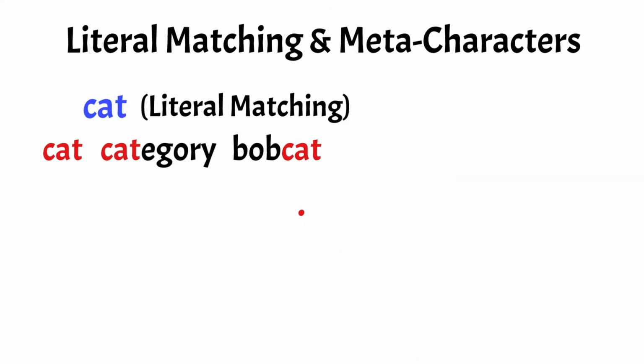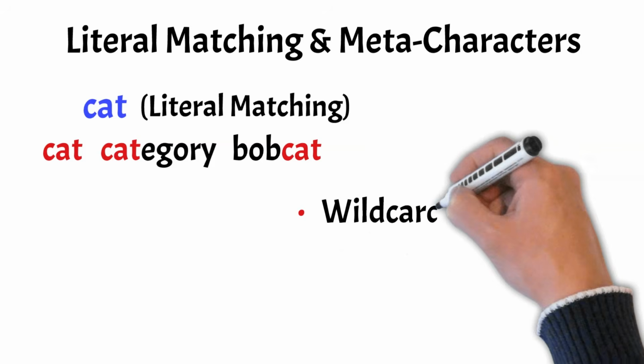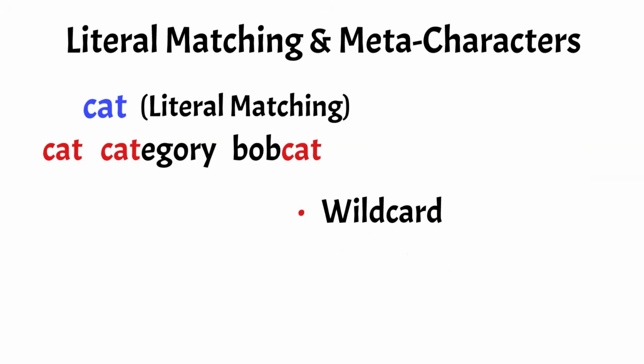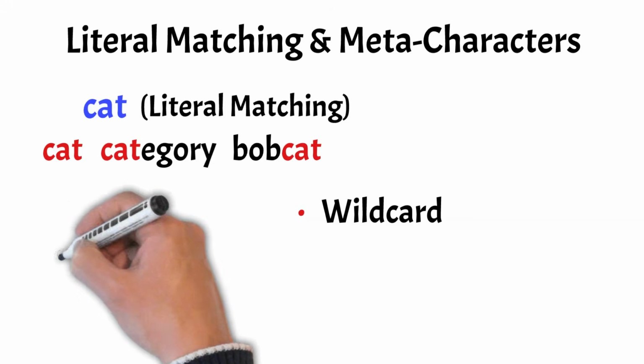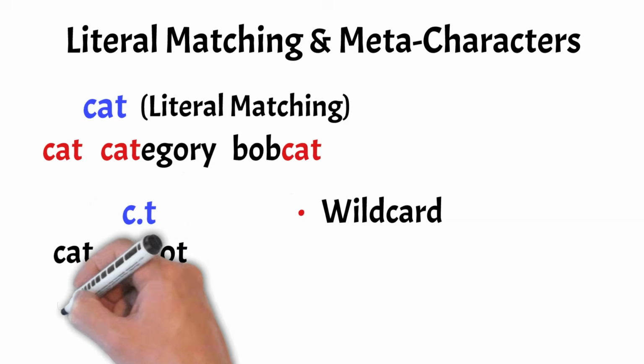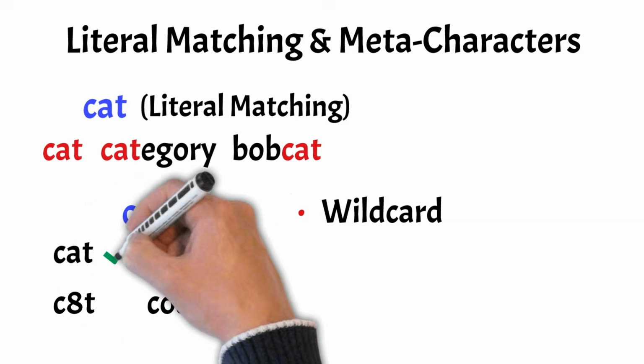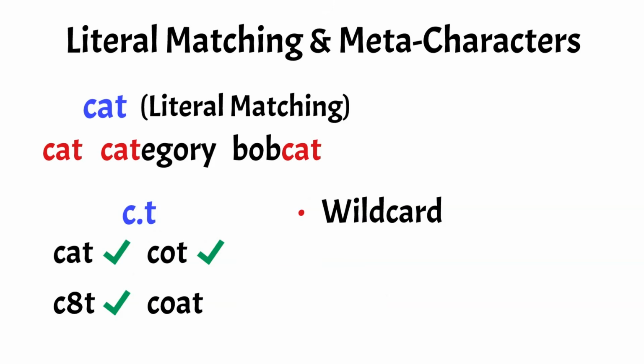The most common is the period, which acts as a wildcard. Think of it like a blank tile in Scrabble that can stand for absolutely any single character. If we change our pattern to C.T, it successfully matches cat, cot, and even C8T, but it completely rejects code because the wildcard can only represent one single character.